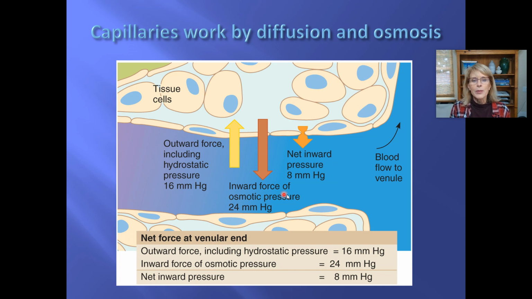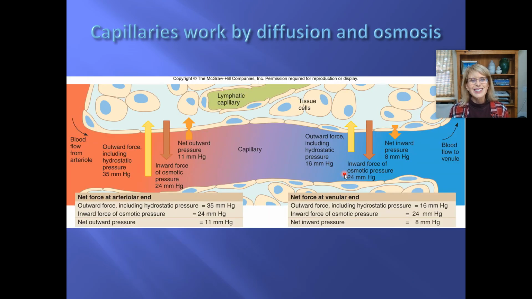Now, at the end, what happens? The hydrostatic pressure has dropped way down. Hydrostatic pressure drops because of the network nature of the capillary bed. But now the hydrostatic pressure has dropped, and the osmotic pressure, well, it didn't go anywhere. There's still as many red blood cells, there's still as much albumin inside as there was before. So now inward wins. So at the beginning, outward won the tug of war. At the end, inward won the tug of war. So that is how things leave and enter.